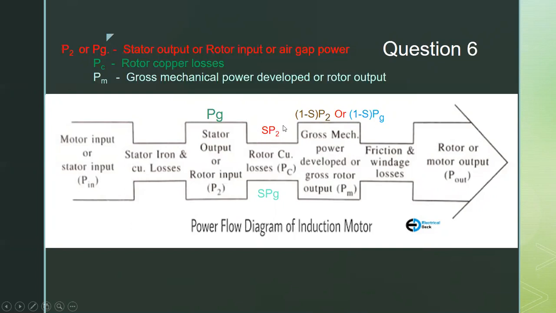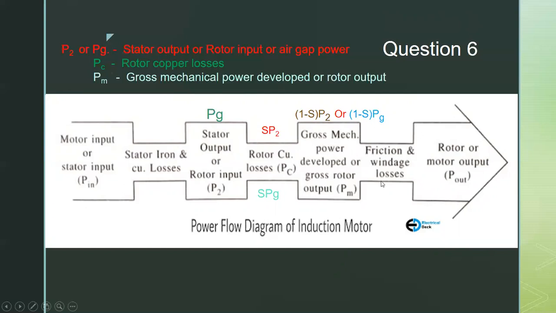So one equation is S into P2, or S into PG. It is mathematically proved. P2 and PG are both the same: rotor input or air gap power. S into P2, where S is the slip. When you multiply slip into the rotor input, you get the rotor copper loss. The slip value is between 0 and 1, with a maximum value of 1. So S into P2 gives the rotor copper loss, and the remaining part, 1 minus S into P2, is equal to the output power or gross mechanical power.